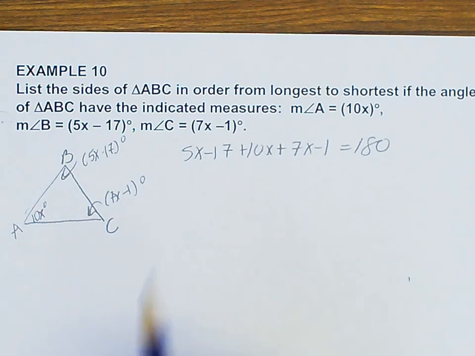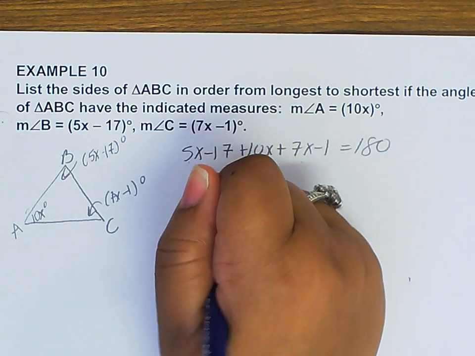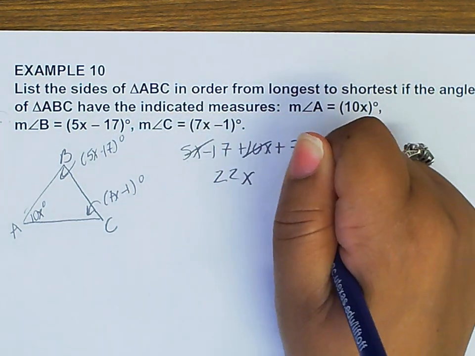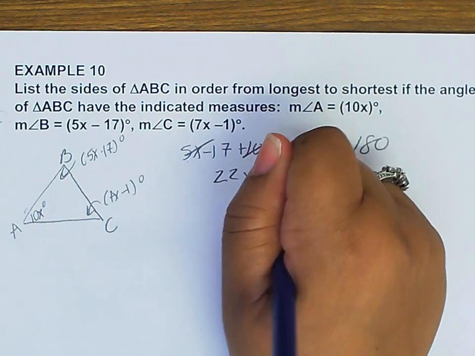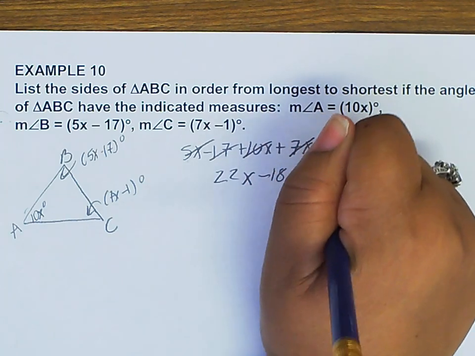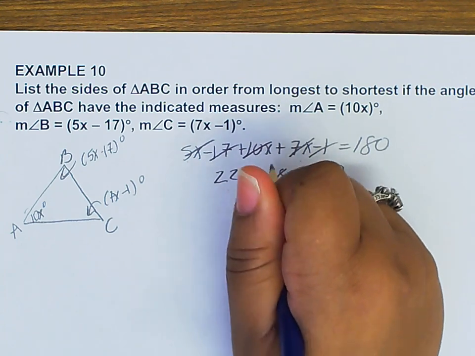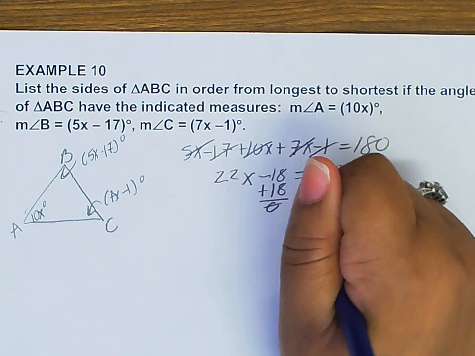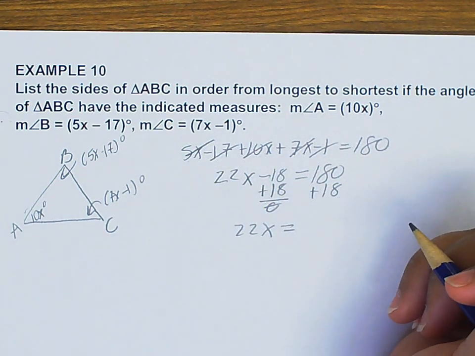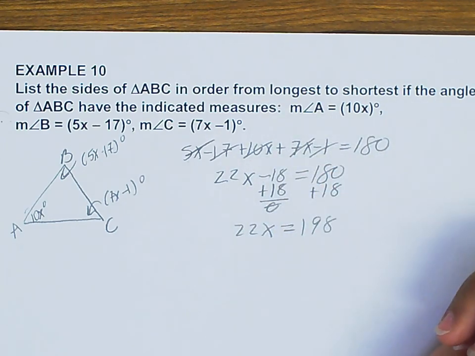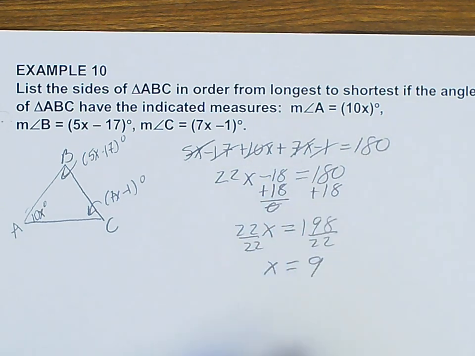So now I'm just going to go through and combine my x's. We got 5 plus 10, which is 15, plus 7, which is 22x. Then we have negative 17 minus 1, which is negative 18. Bring down the 180. All right, I want to get 22x by itself, so I'm going to add 18, always to the opposite. Then I add it over here. So now I have 22x equals 180 plus 18, 198. Divide the 22 out. X turns out to be 9.